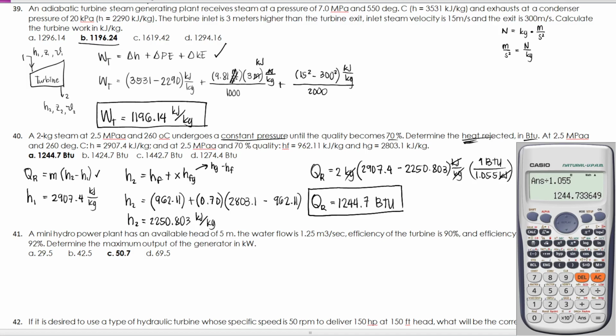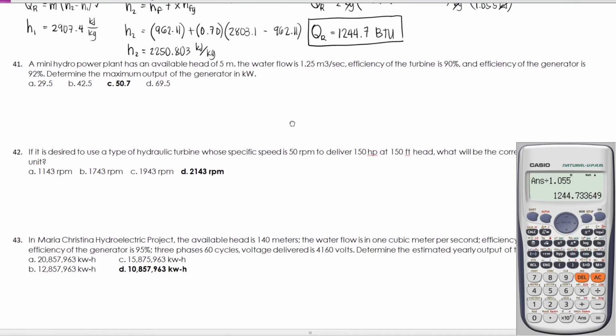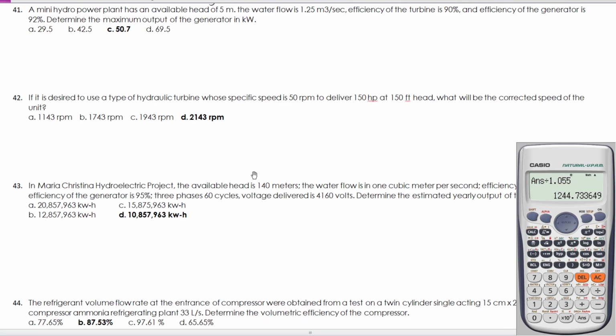Alright? So, those are the problems involving steam cycles naman. Okay? So, let us proceed. Ayan, so damihan pa natin since medyo maunti pa naman yung time. So, let us proceed naman with hydroelectric power plants naman. So, dito naman sa number 41 hanggang 43. Okay, so dito naman tayo kay 41.